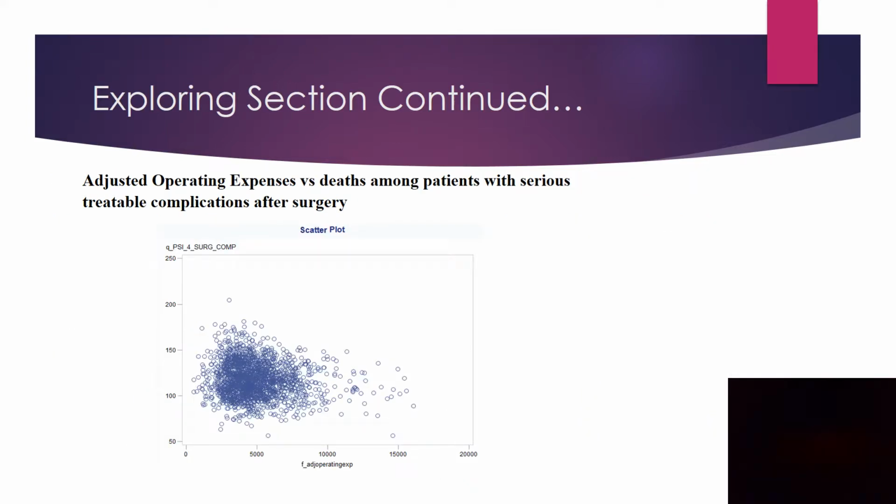Lastly, this scatter plot seems to have a negative relationship between the dollar amount of adjusted operating expenses and the number of deaths among patients with serious treatable complications after surgery, which I'm going to circle so you guys can see.